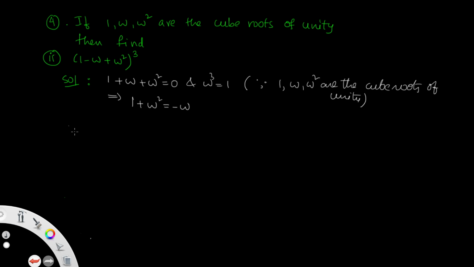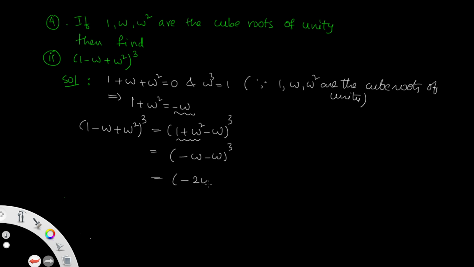So the given question is (1 minus omega plus omega square) whole cube. There is no formula for 1 minus omega, just 1 plus omega square, so we rewrite it as (1 plus omega square minus omega) whole cube. That is minus omega minus omega, that is (minus 2 omega) whole cube, equal to minus 8 into omega cube, that is minus 8 into 1. So the answer is minus 8.